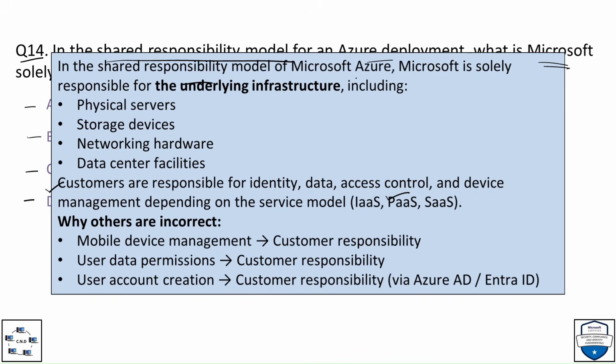So in the shared responsibility model of Microsoft Azure, Microsoft is solely responsible for the underlying infrastructure, including physical servers, storage devices, networking hardware, and data center facilities. Customers are responsible for identity, data, access control, and device management depending on the service model. We have three service models: infrastructure as a service, platform as a service, and software as a service. In each of these models, the responsibilities are divided differently between the cloud provider and the customer.